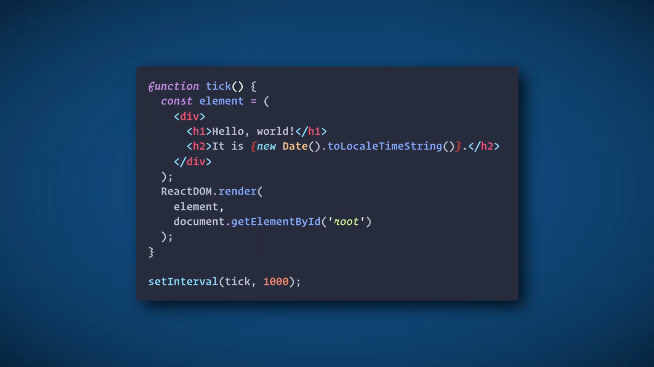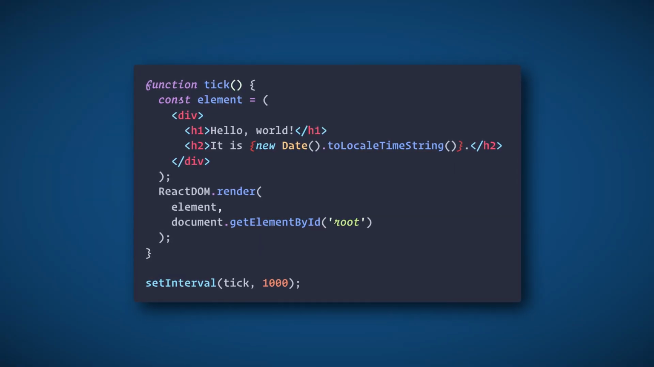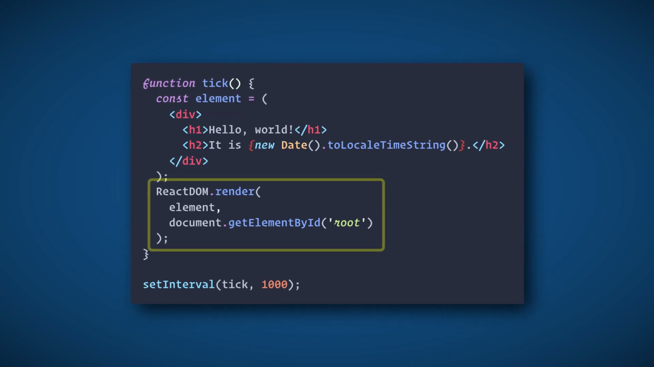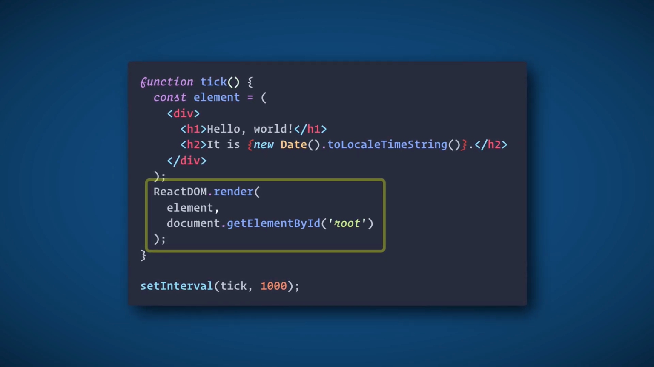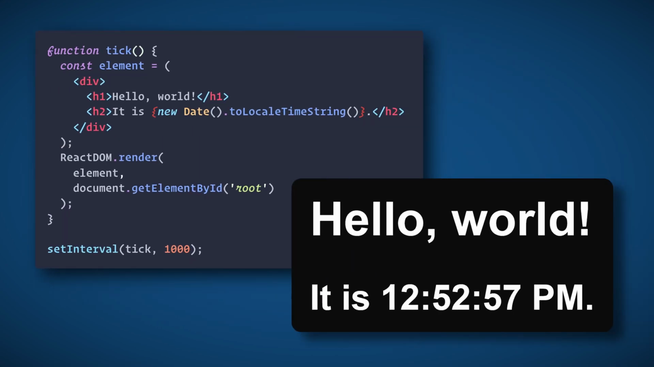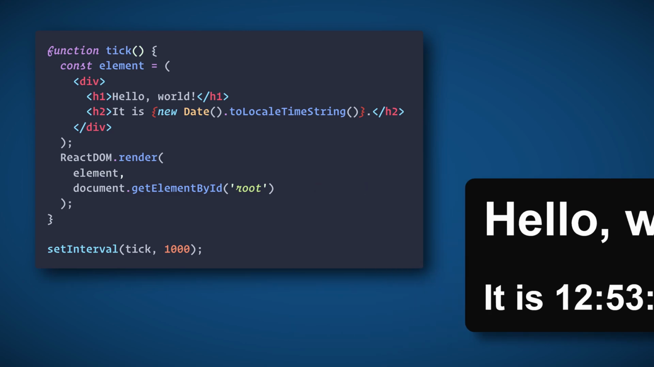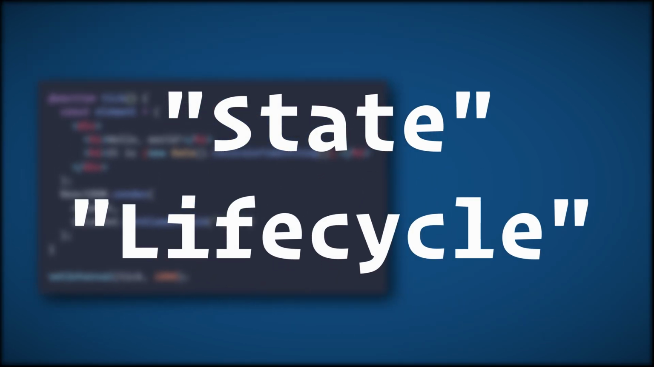So far in React, we've only learned one way to update the UI. We call ReactDOM.render to change the rendered output. And previously, we used an example of a clock that rendered every second. In this video, we'll learn how to make the clock component truly reusable and encapsulated. It will set up its own timer and update itself every second. And we'll accomplish this by using state and lifecycle.